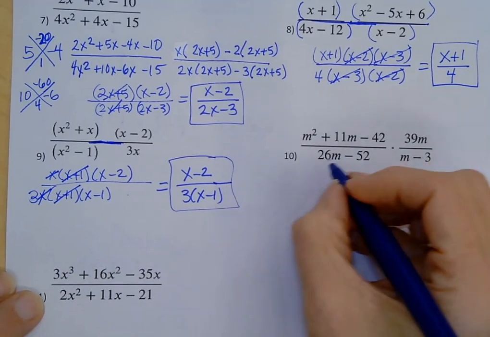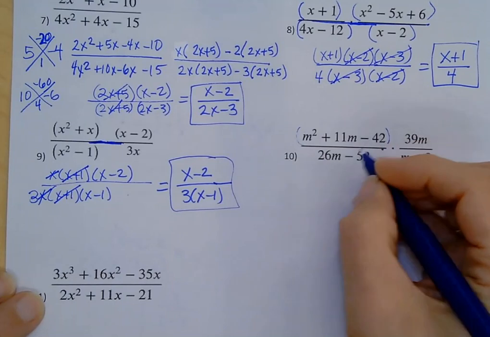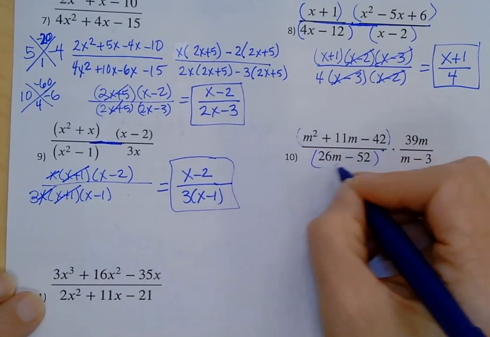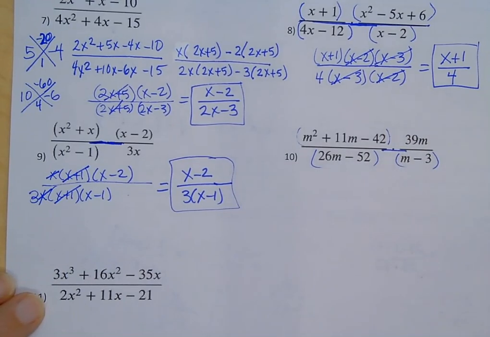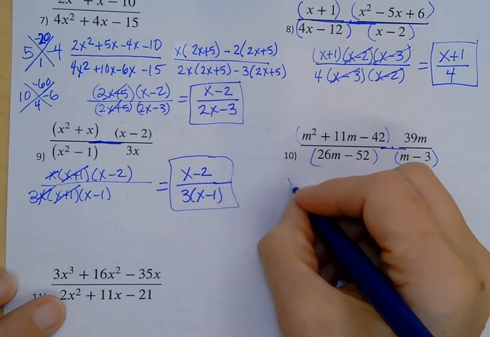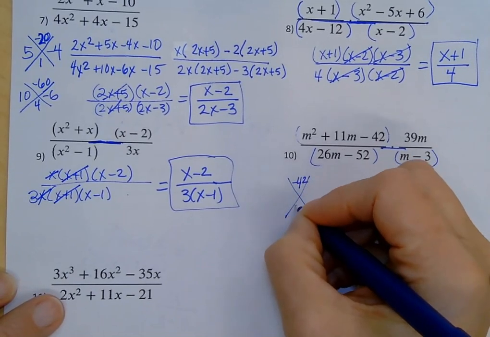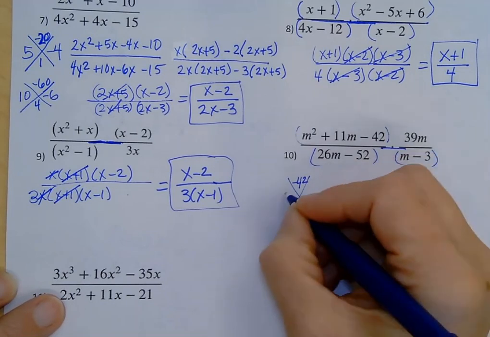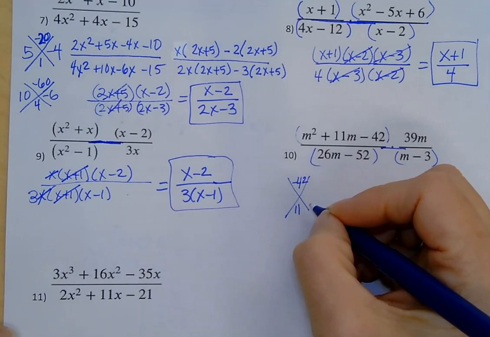Again here, I'm multiplying the whole numerator times the numerator and the whole denominator times the whole denominator, so it's really one big giant fraction. So let's break up m squared plus 11m minus 42. Two numbers that multiply to give me negative 42 but add to give me 11. I think it's 3 and 14, but I need negatives.